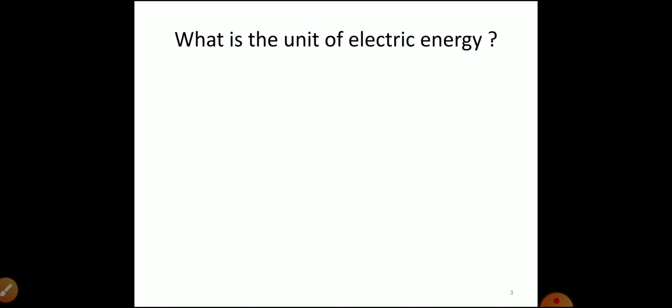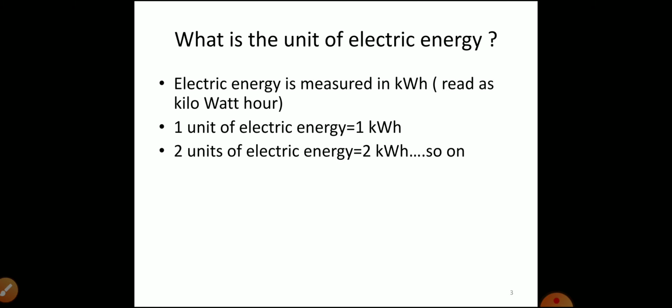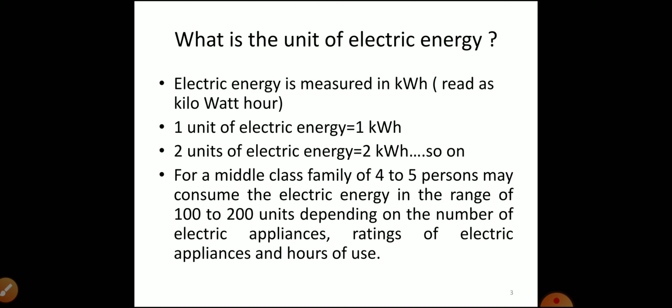What is the unit of electrical energy? You might know that electrical energy is measured in kWh, read as kilowatt hour. One unit of electrical energy means 1 kWh, like 2 units means 2 kWh, and so on. A middle class family of 4 to 5 persons may consume electric energy in the range of 100 to 200 units, meaning 100 to 200 kilowatt hours. It depends upon the number of electrical appliances, ratings of electrical appliances, and hours of use.